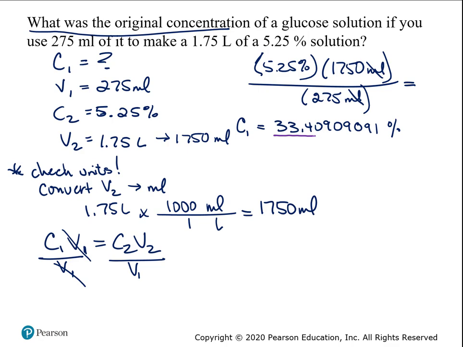So the first three significant figures are the 3, the 3, and the 4. So the next is a 0, so all of those just drop off. So this, with significant figures, would be 33.4%. That is my initial concentration.